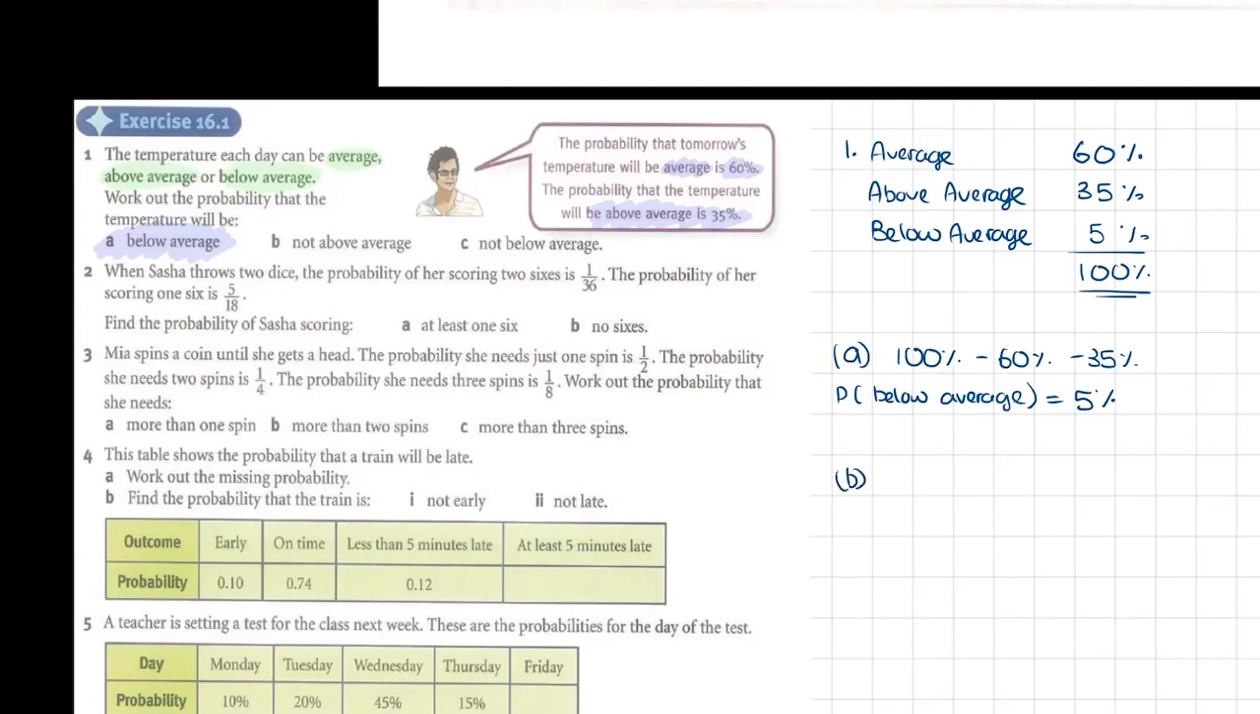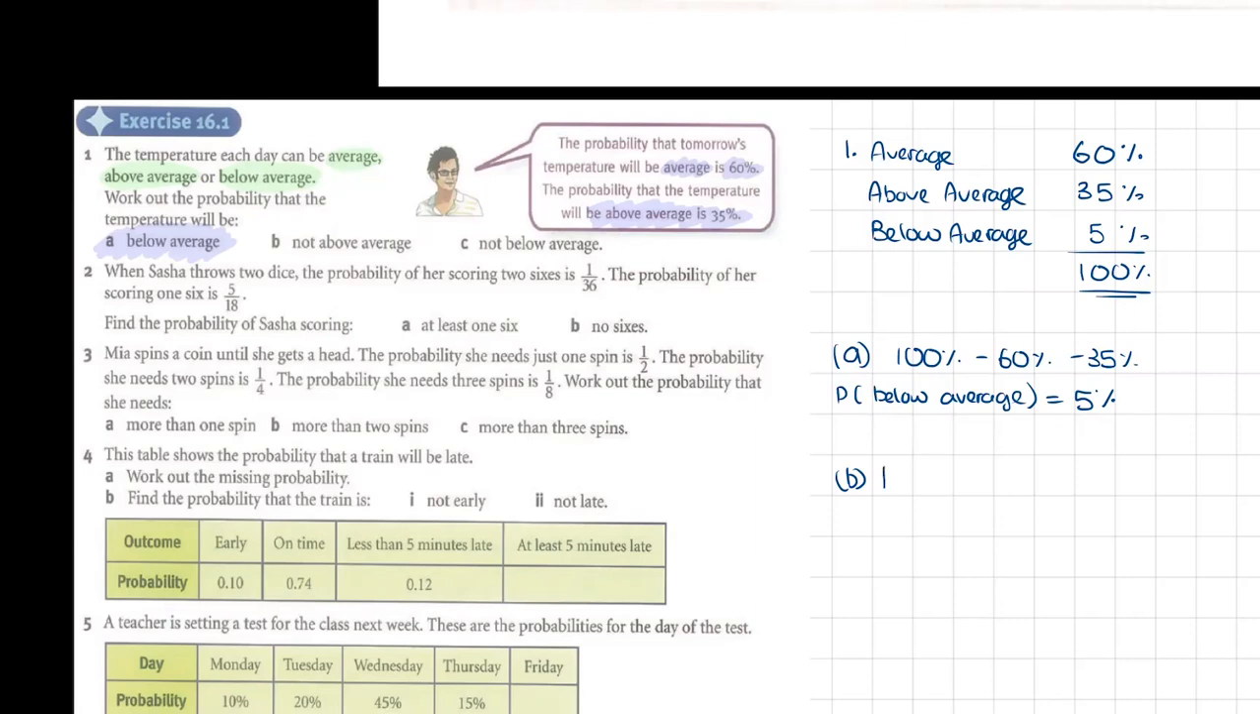And now they want not above average. So not above average, there are two possible outcomes. You can either add them together, or you just take one whole probability, which is 100%, minus the other two, or minus the probability of above average. So now let's look at what the other two possibilities are. Not above average could be average or below average. So these two are the possible outcomes.